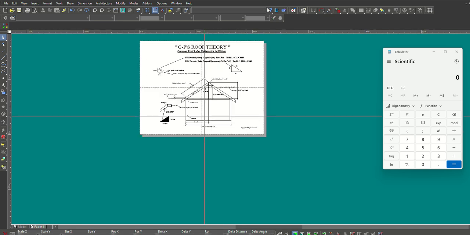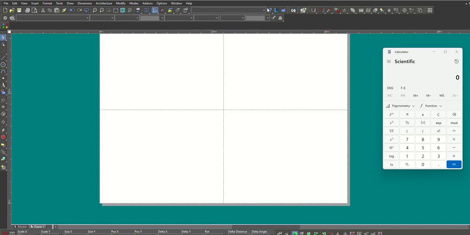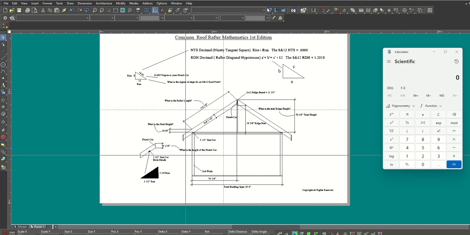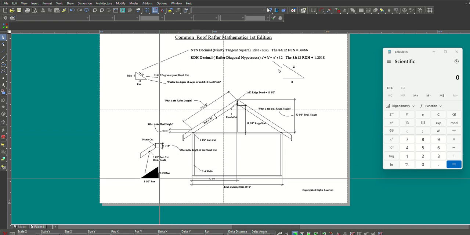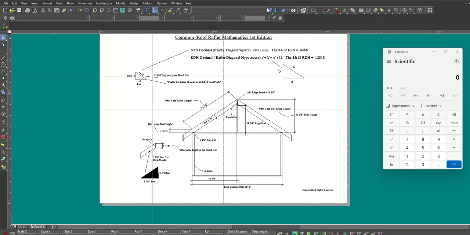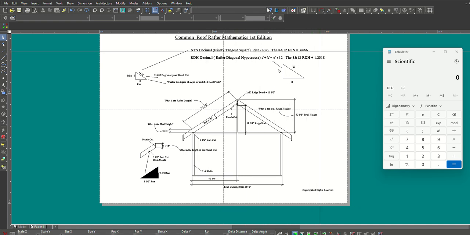So here's the breakdown on how to solve this rafter gable end roof stack for total height, rafter length, heel height, bird's mouth seat cut, and also a king post for your ridge, degree of slope, and the two decimals that we need to use to solve this problem.